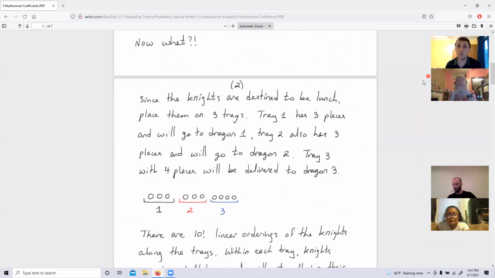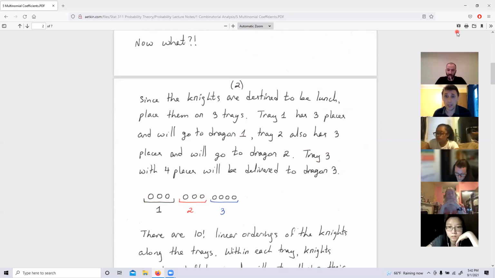You see? So what we do, we are assigning destinies to distinct objects. In other words, we are assigning distinct destinies to distinct objects. The destinies are the dragons, and the objects are the knights.